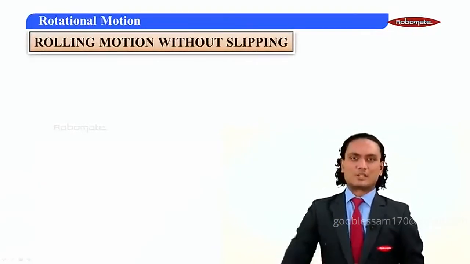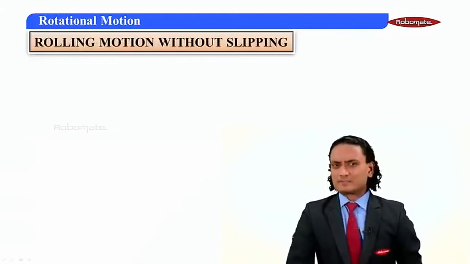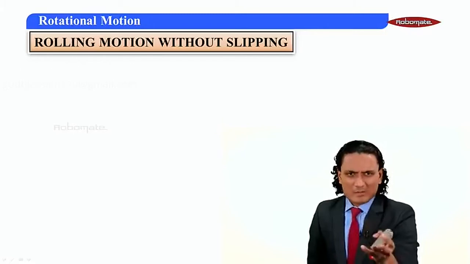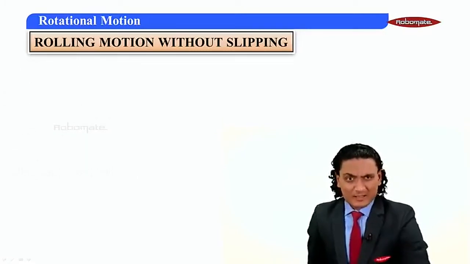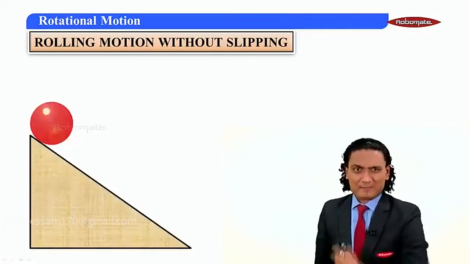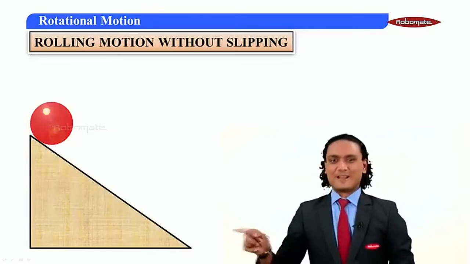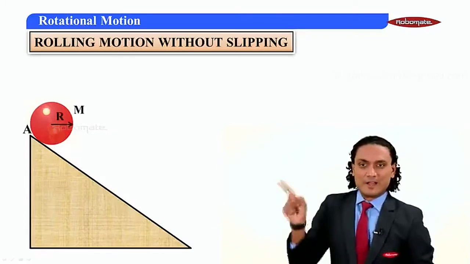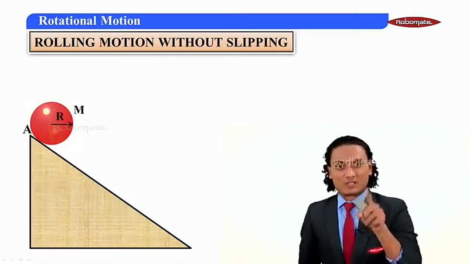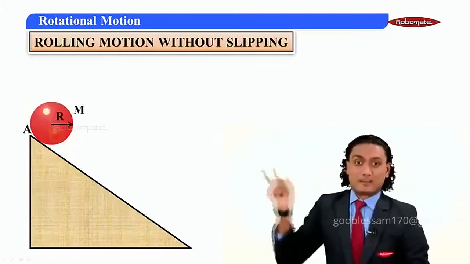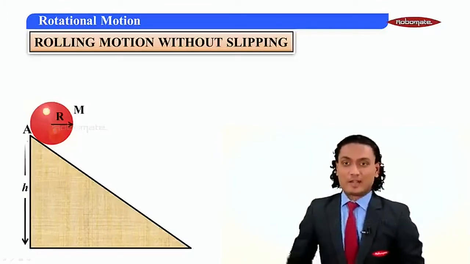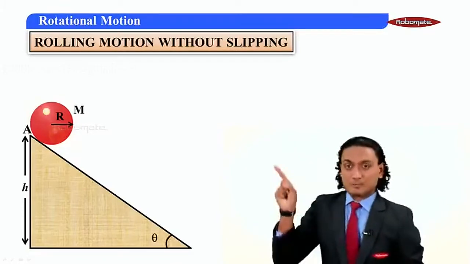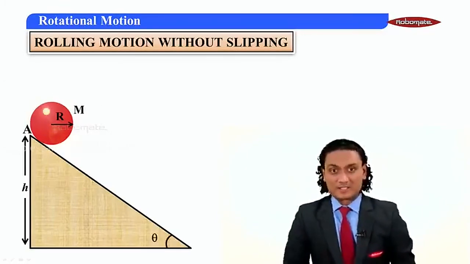Rolling motion without slipping. Let me recollect. In the last module, what did we do? We took an inclined plane. We took a solid sphere. M was the mass of the solid sphere. Radius of the solid sphere was R. It was at the top of the inclined plane at point A. Height of the inclined plane is h. Theta is the angle of inclination of the inclined plane. This solid sphere was at rest, so initial velocity was 0.